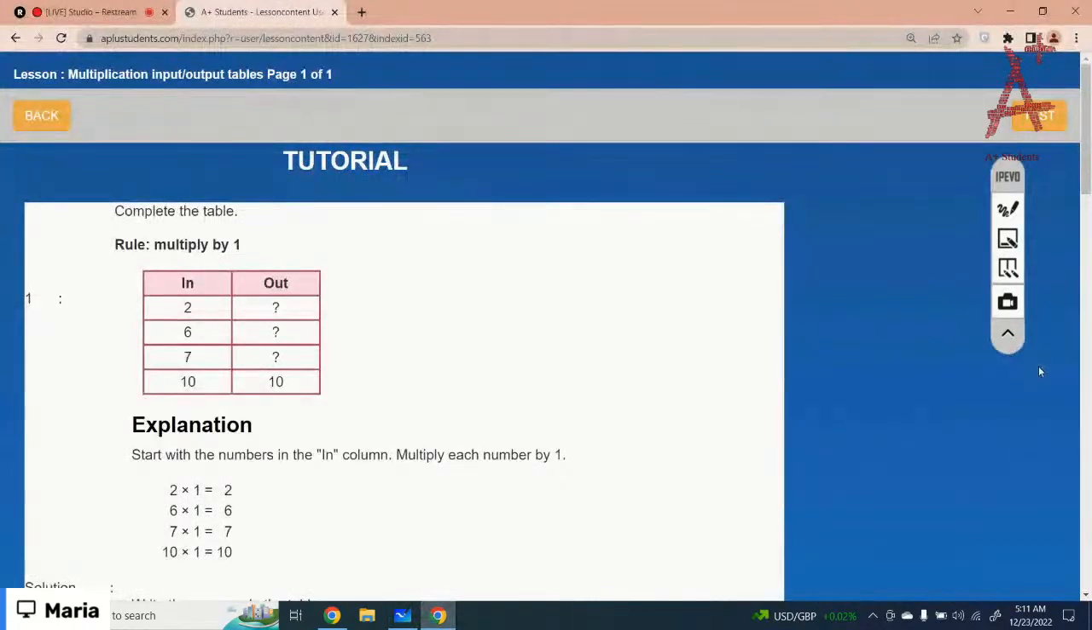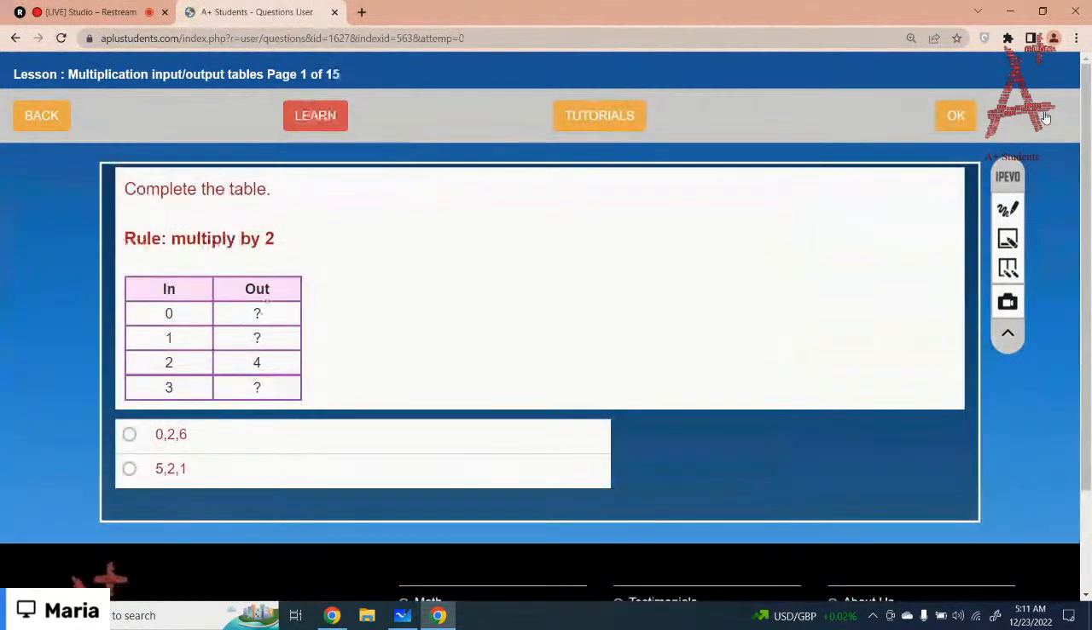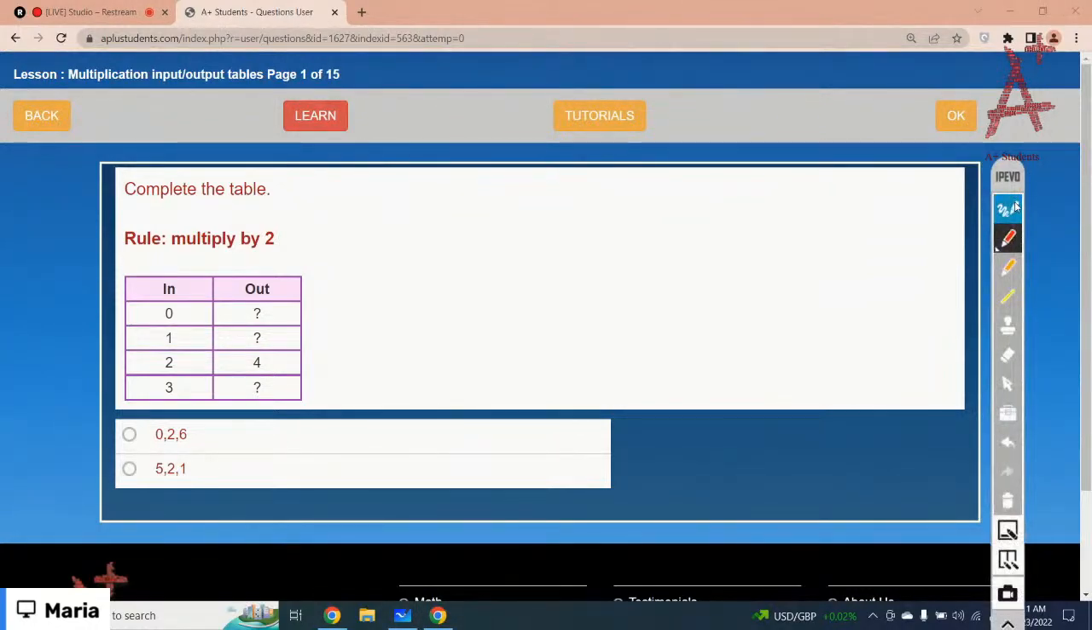Okay, here I'm on the lesson. So let's start with the test questions. Got it. Okay, let's start with the first one. Complete the table. The rule is you have to multiply by 2. That means you have to multiply each input value by 2 to find the output value. Got it?